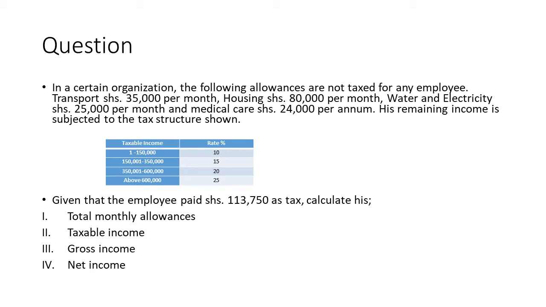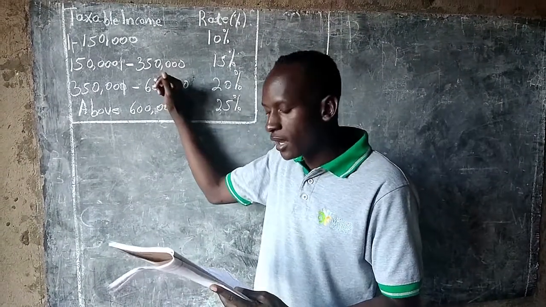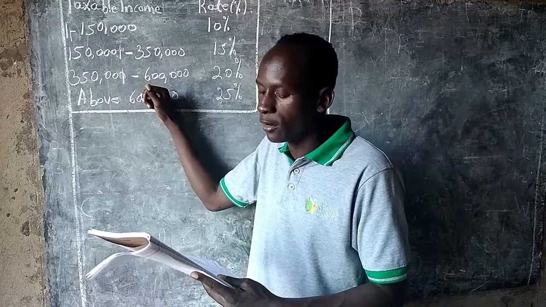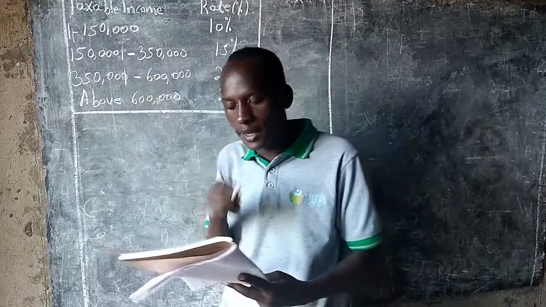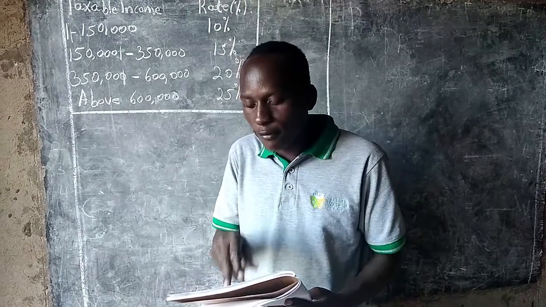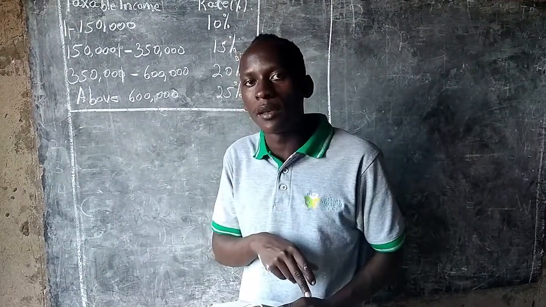Remember, in our normal questions, they give us the gross income and then the allowances, and we use that to get the taxable income, and we use the tax structure to obtain the income tax, and maybe finally get the net income. But now this is a bit different. We have the income tax. We don't have the taxable income.